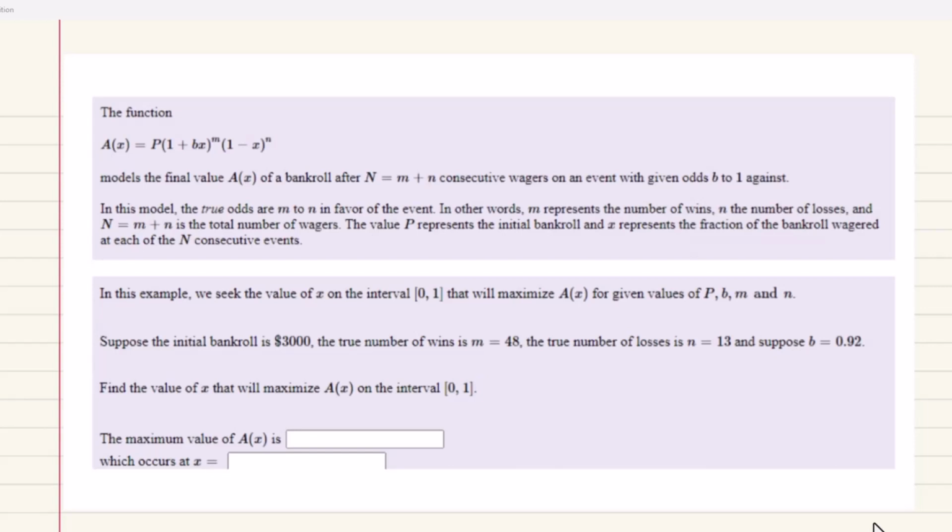So in this example, we seek the value of x on the closed interval 0 to 1 that will maximize A of x for given values of p and b and m and little n.